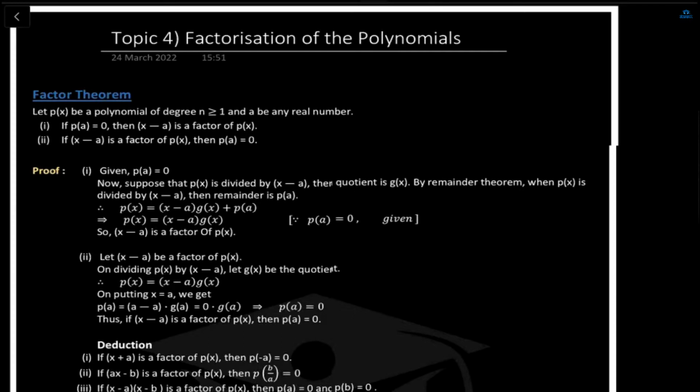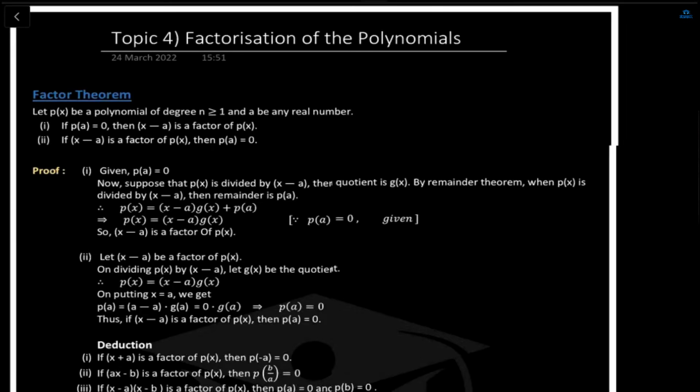Now, what is there in the factor theorem? Let p(x) be a polynomial of degree n greater than or equal to 1 and a be any real number. First condition: if p(a) is equal to 0, then x minus a is a factor of p(x). The same theorem as the remainder theorem, only in the remainder theorem there was a remainder, meaning x minus a was not a factor. Now it is a factor of the polynomial, which means the remainder will be 0.